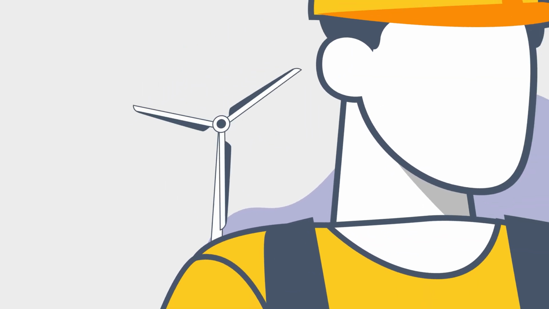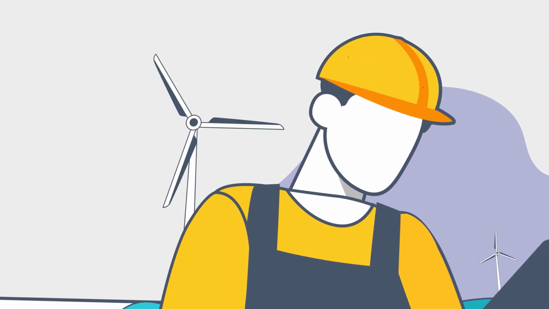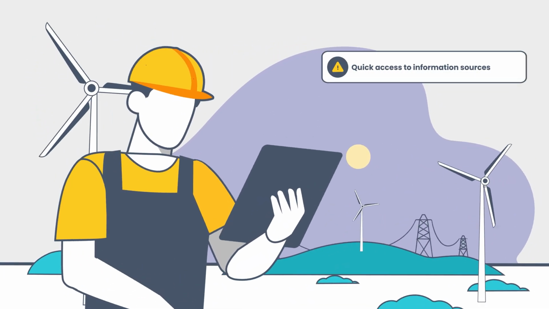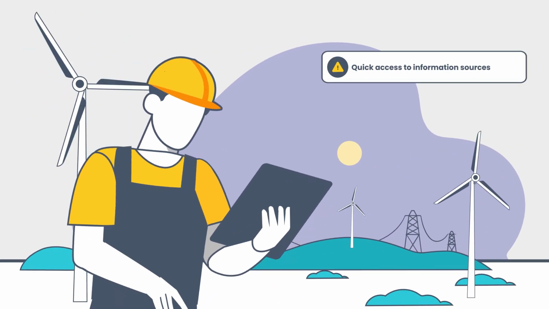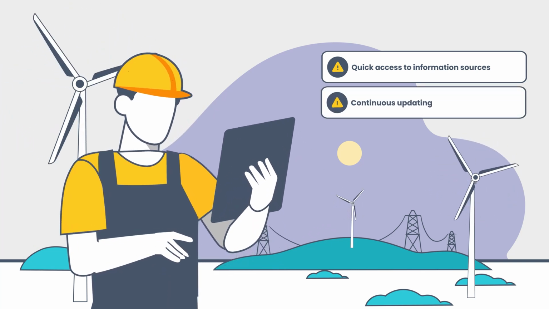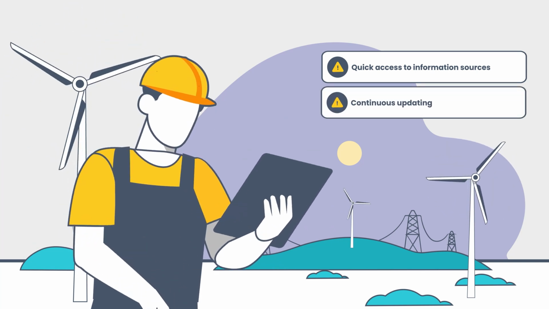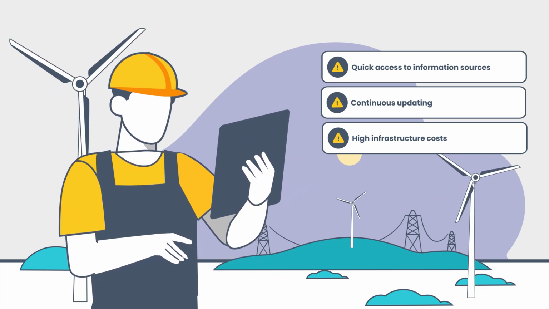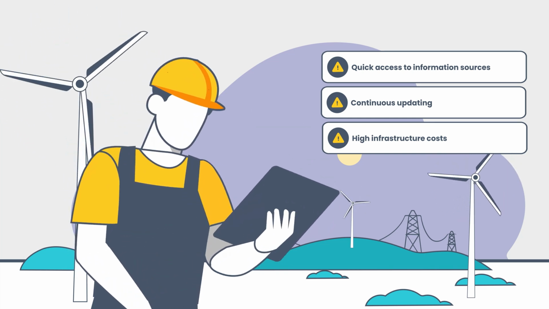Joe manages large volumes of data from sensors to optimize energy production. The problems he faces are quick access to information sources, whether reports, metrics, or videos. Constant real-time updates. High infrastructure costs. Joe needs information to prevent any increase in costs or system failures.